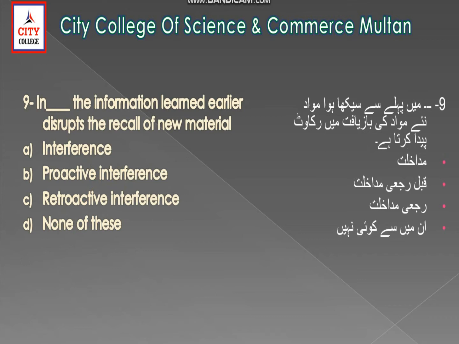MCQ number 9. In dash, the information learned earlier disrupts the recall of new material. Option A, interference. Option B, proactive interference. Option C, retroactive interference. And option D, that is none of these. The correct option is option number B, proactive interference.